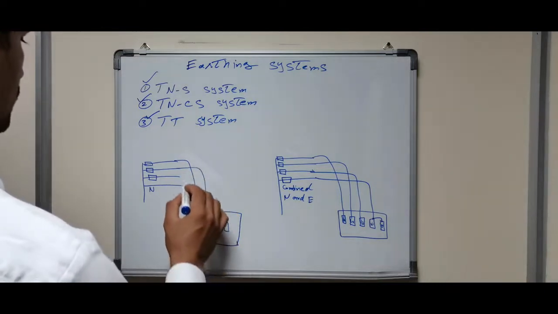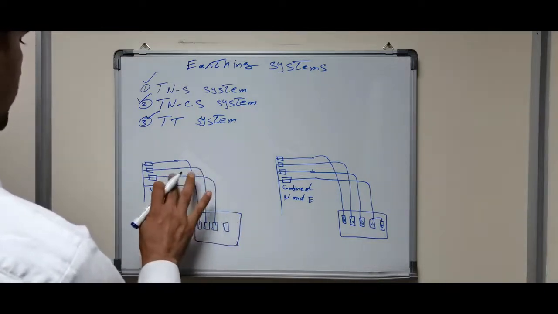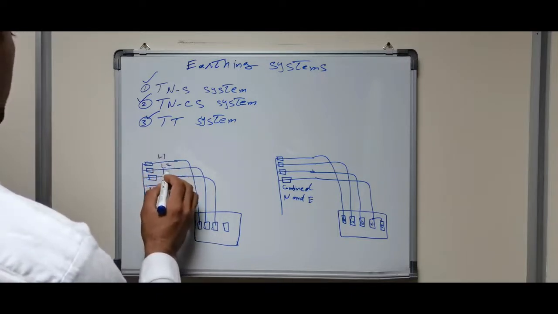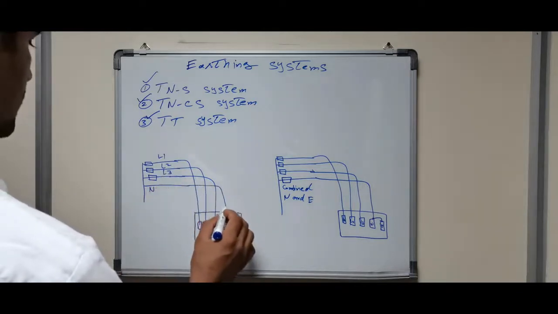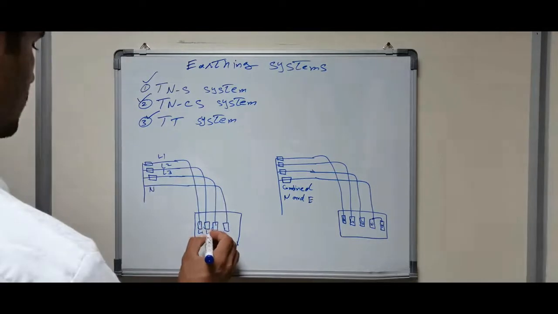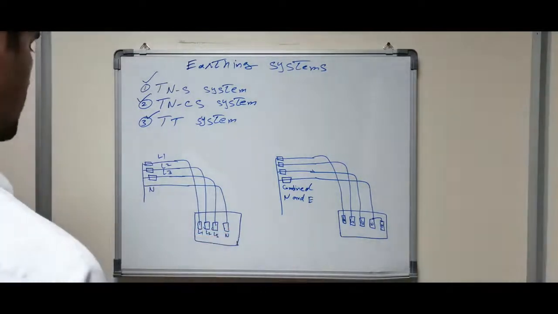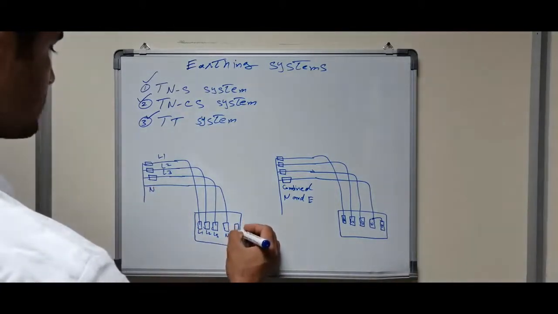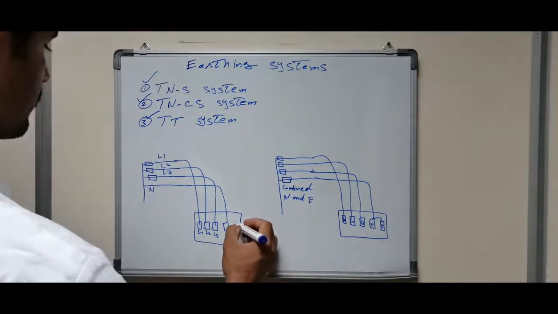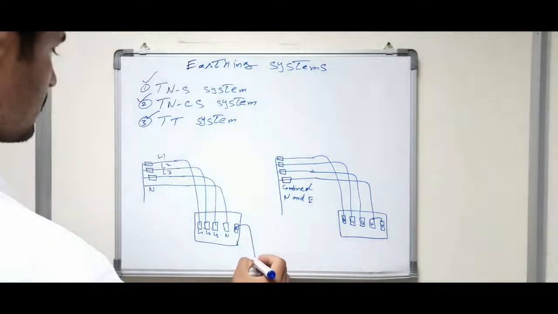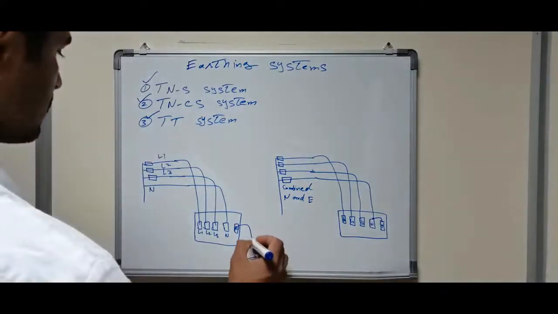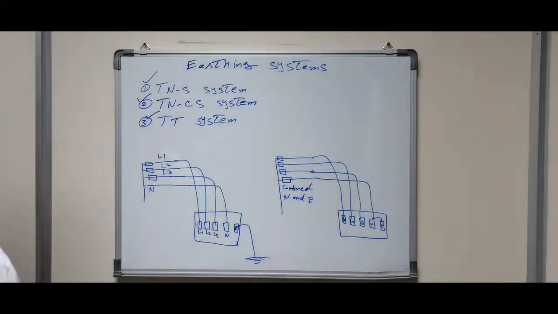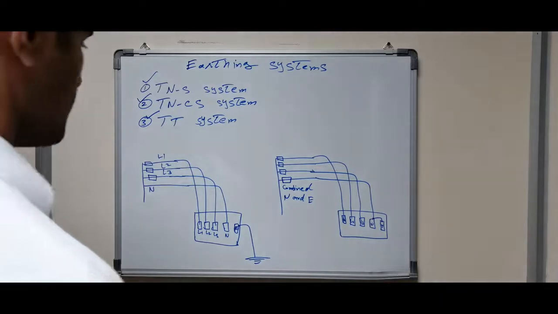L1, L2, L3, and neutral. Earth will not be provided by the distribution company, so we will arrange our own earthing system. This is the TT system of power supply.